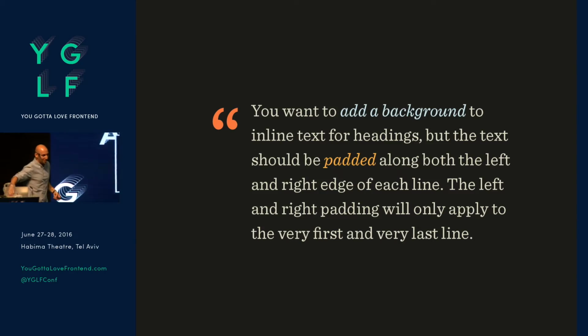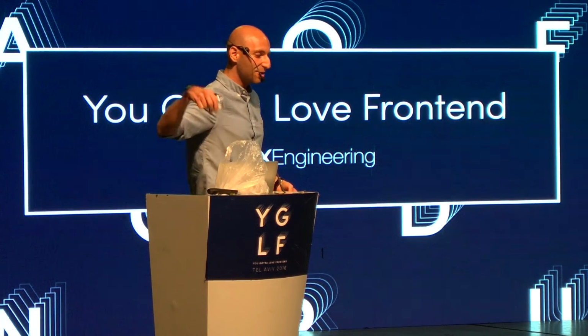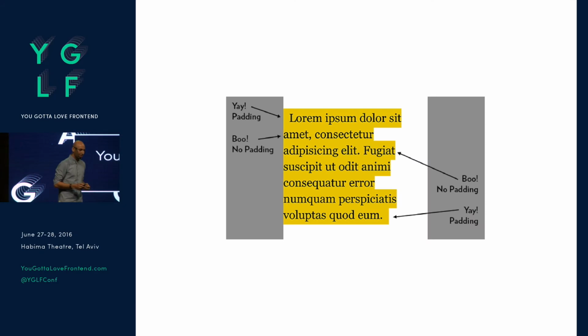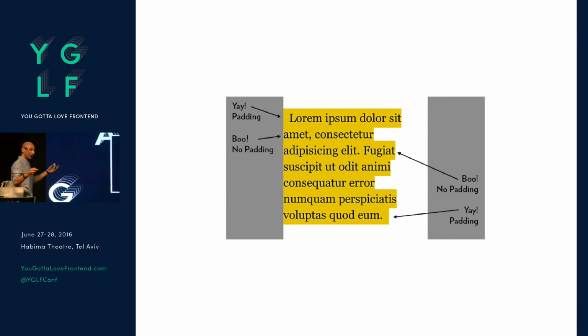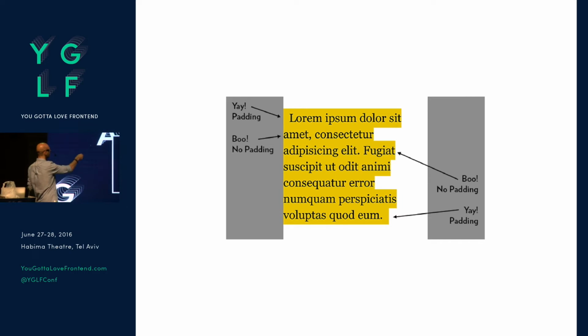All right, here's another one. You want to add a background to inline text for headings, but the text should be padded along both the left and right edge of each line. The left and right padding will only apply to the very first and very last line. This is a problem. Say you want a feature image somewhere in a newspaper article, like a hero image, and at the bottom left a little background area which contains text. But this text might break to the next line because it's responsive. So if you just add padding, this is what you're going to end up with: a padding here, a padding here, but no padding in here and not in here.